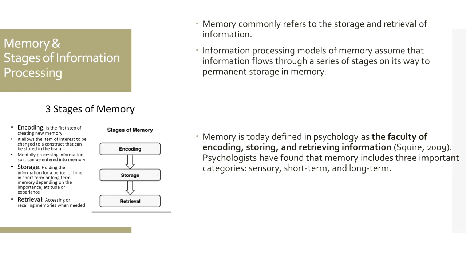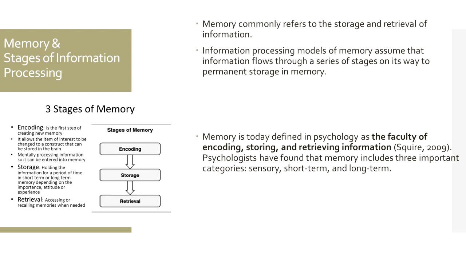Memory commonly refers to the storage and retrieval of information. Information processing models of memory assume that information flows through a series of stages on its way to the permanent storage in memory, or what is called long-term memory. So there are actually three stages of memory. Now we have encoding, storage, and retrieval.